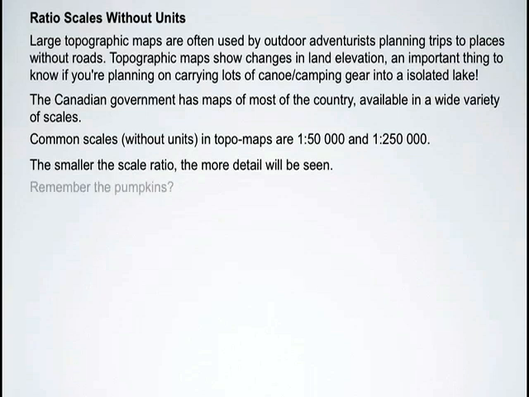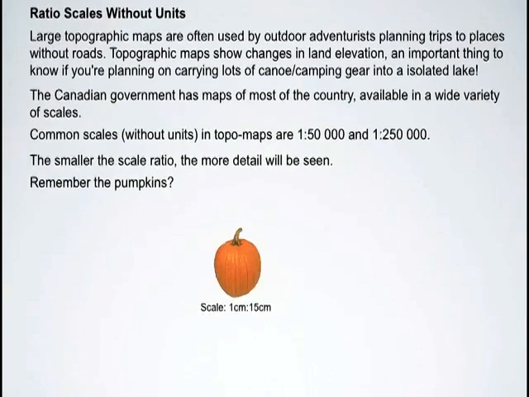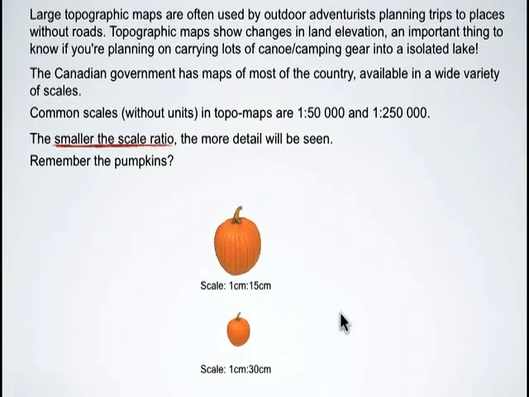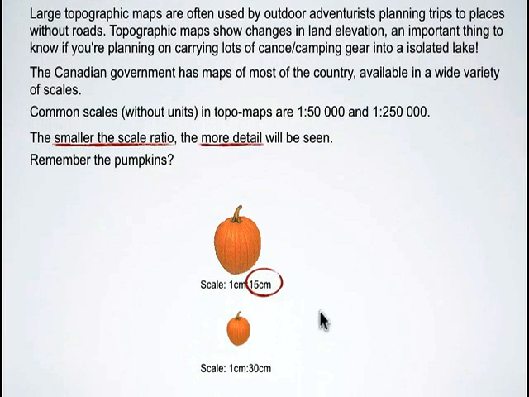So if we go back to our pumpkin example, our 1 to 15 centimeters is a smaller scale ratio than the 1 to 30. And this actually results in a little bit bigger diagram and allows us to see more detail than the smaller one with the larger scale diagram.